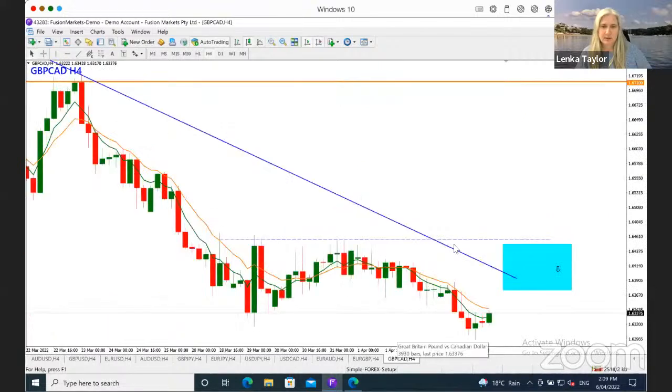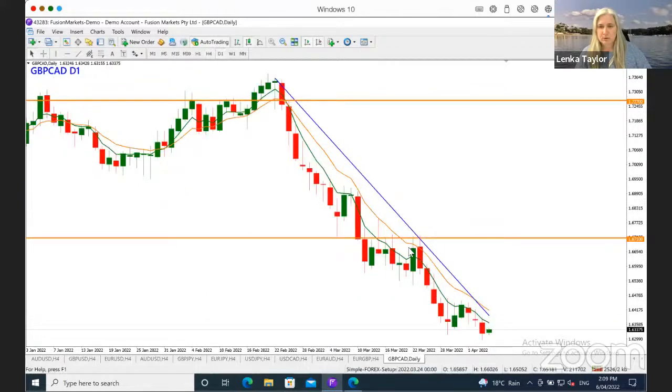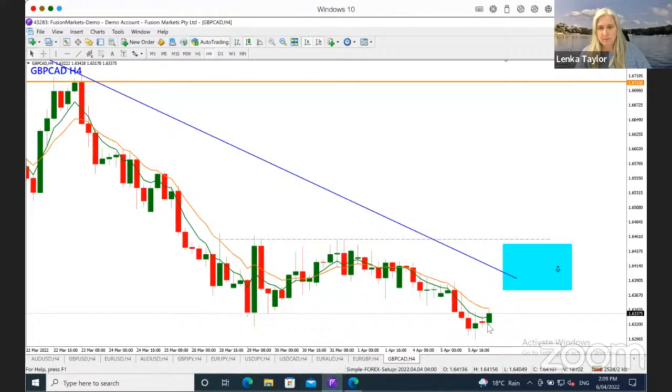And the last currency pair I'm looking at is GBPCAD. So GBPCAD, I'm still looking for short. It is still in the downtrend. If there is any pullback up to the top of that range, or to the trend line, would be great. So anywhere there, and then I would be looking to short from there.